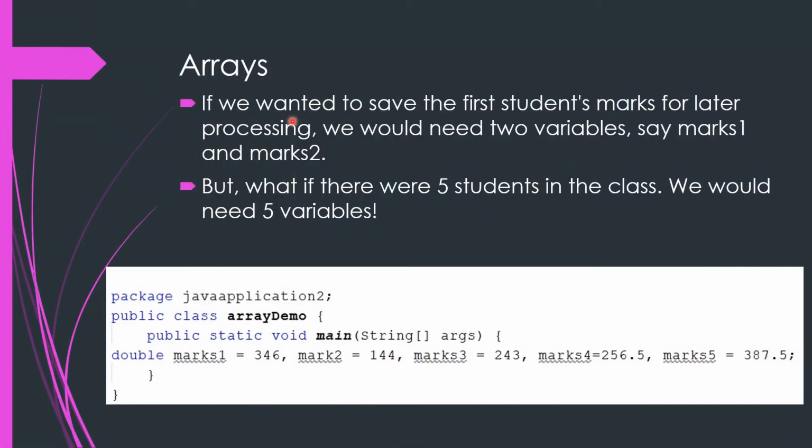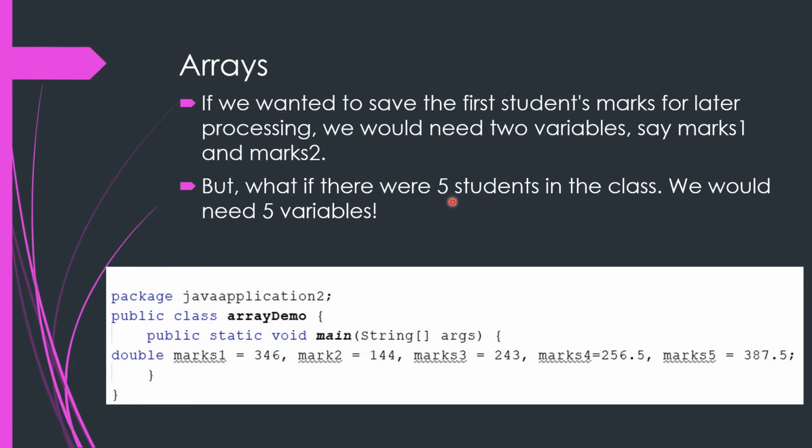Now, you might say that, ma'am, instead of using array, we can also use two variables, for example, marks 1 and marks 2. In this way, we can store both the students' marks. You are actually right. We can use this method for storing marks of both the students. But what if there were 5 students in the class and you would need to store the marks of those 5 students? And suppose if there were 15 students, then you would need 15 variables. Oh my god, that would be really complicated, wouldn't it be?